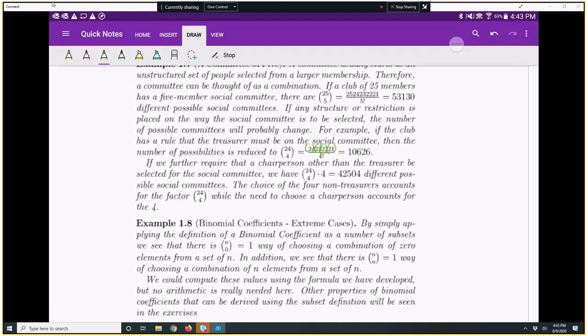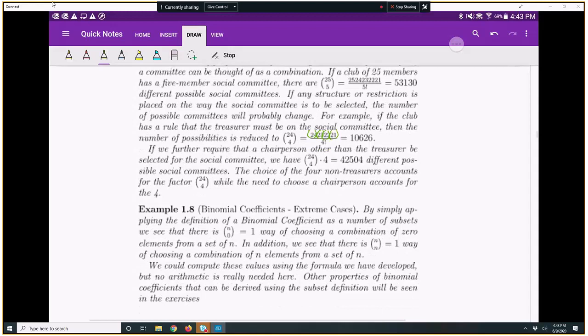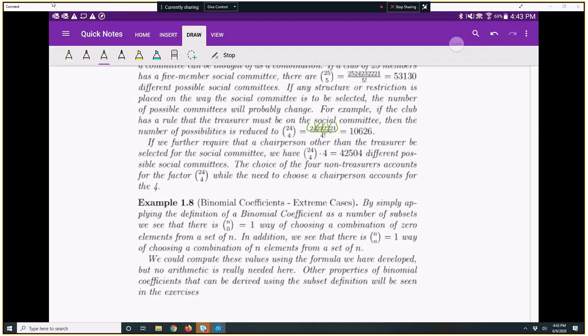Otherwise, if the committee has 5 chairpersons other than the treasurer, or 5 including the treasurer, so 4 other chairpersons, and we require that a chairperson other than the treasurer be selected, then we'll have 24 choose 4 times 4. So the choice of 4 non-treasurers accounts for the 24 choose 4, while the need to choose a chairperson accounts for multiplying by 4. Then we get 42,504 different possible committees.